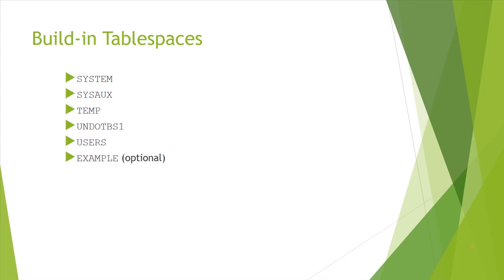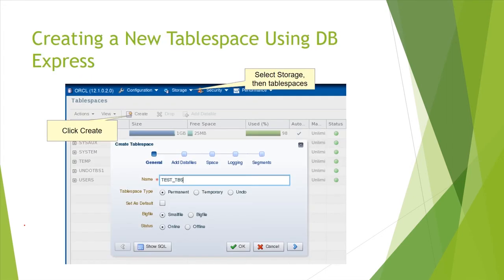tables and indexes. Creating a new table space using Database Express: go to the Storage tab, Tablespaces option, and then click Create. When you click Create, the Create Tablespace wizard is displayed. Specify the name of the table space, maximum 30 characters. Specify the table space type. The table space type can be either permanent, temporary, or undo table space.